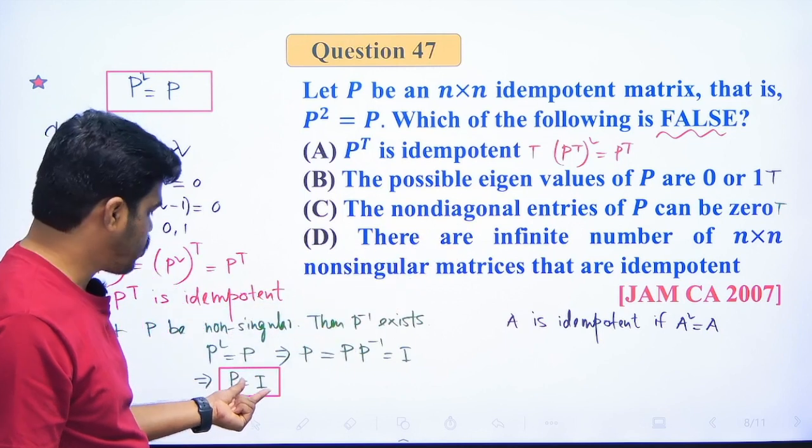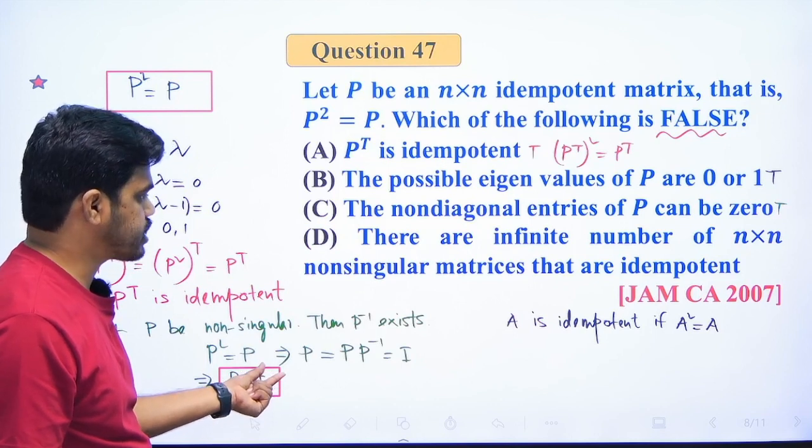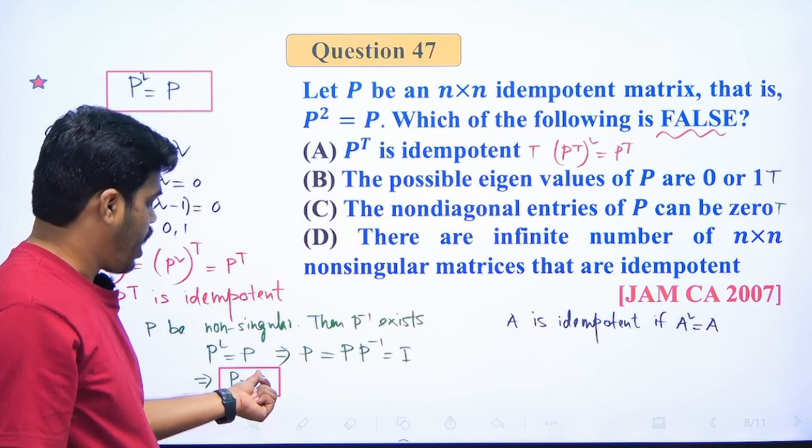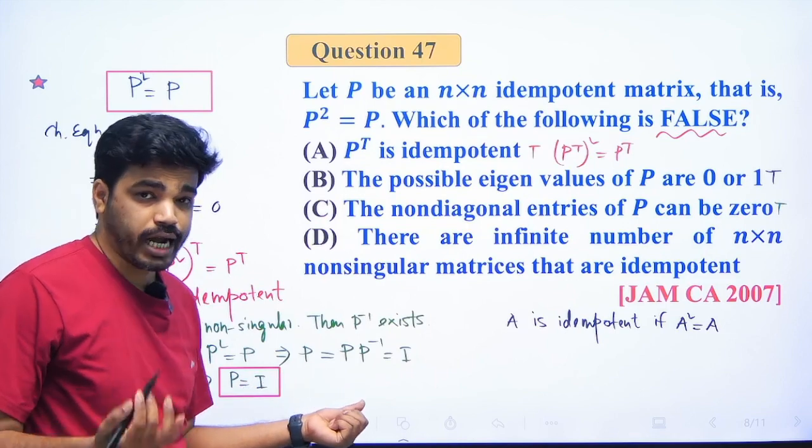That is not true. P is equal to I, and I is the identity matrix. The identity matrix is not idempotent.